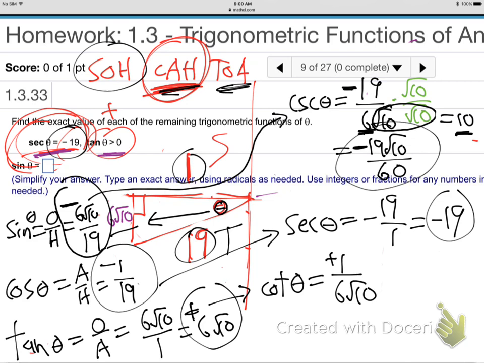Can't have a root on the bottom. You know the deal. Multiply top and bottom by root 10. And then what do you get? You get root 10 on the top. The bottom, 60 again. Because root 10 is plain 10 times 6, 60. And that's positive. And there we go. We got all 6 trig functions.